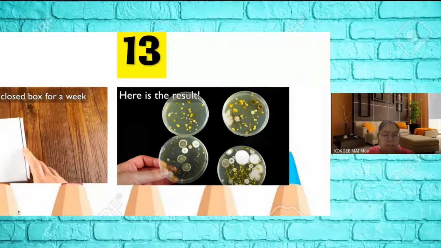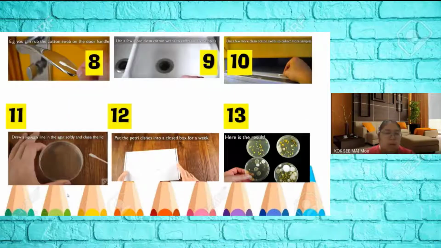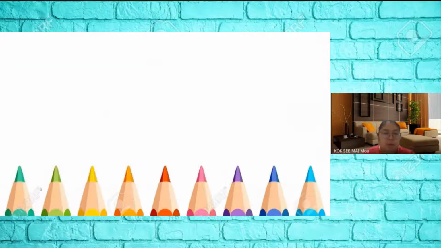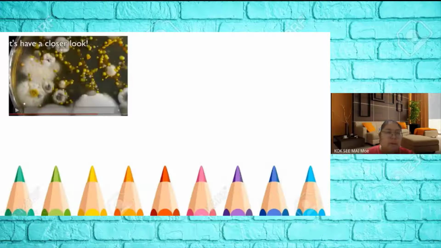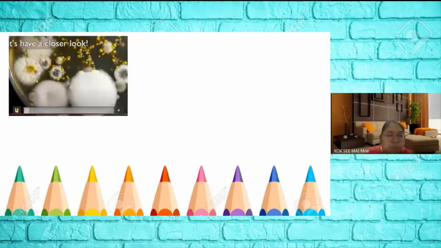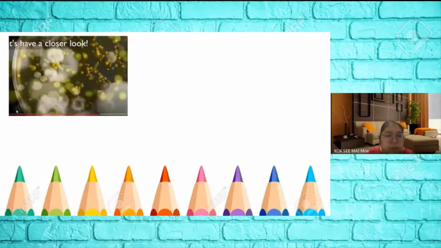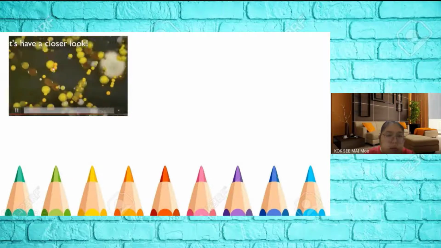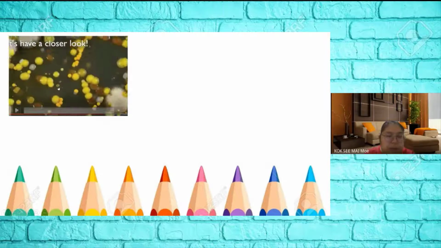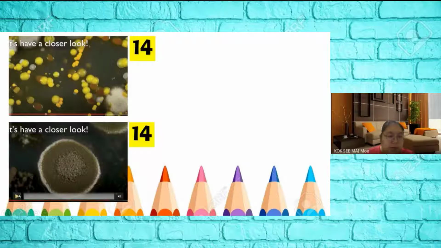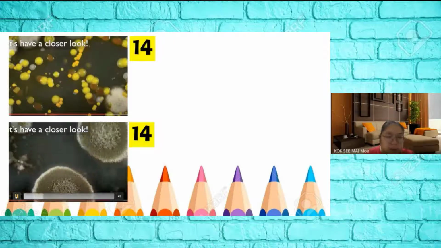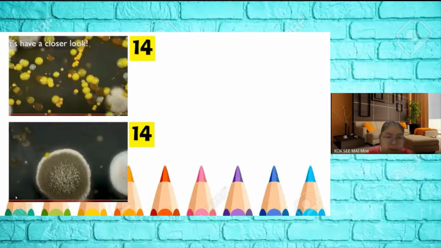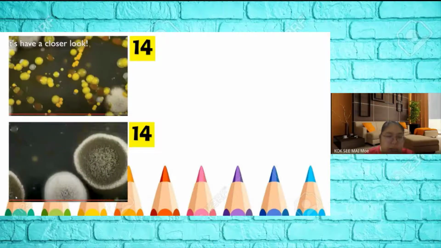Okay, so now we continue. This one, we zoom in. This is a video, so you can see what that is. Almost like this, the rod shape. This one is just like cocci. Another one like this, a bigger size. So this one is a different type of bacteria. We don't know what that is.